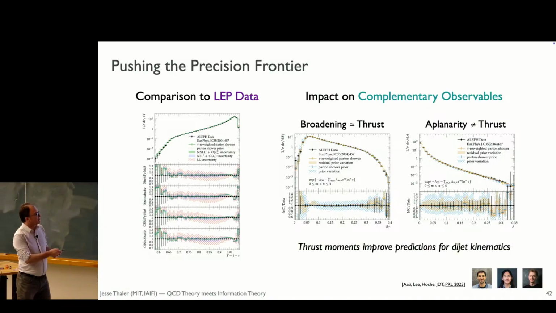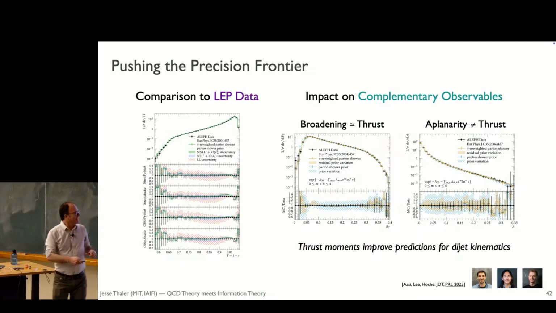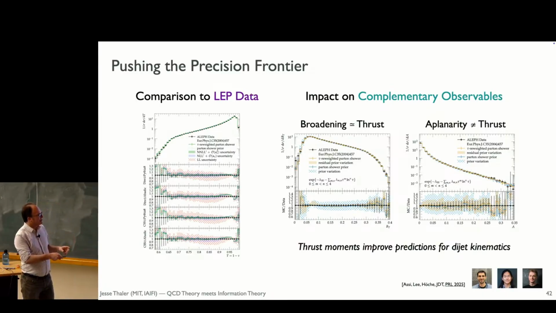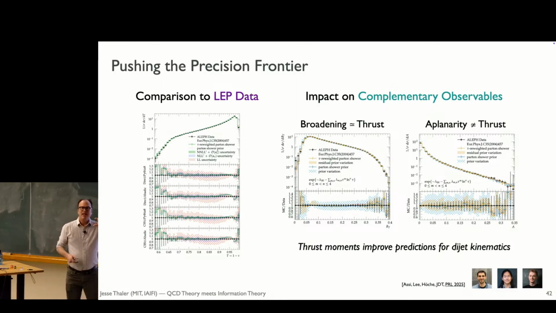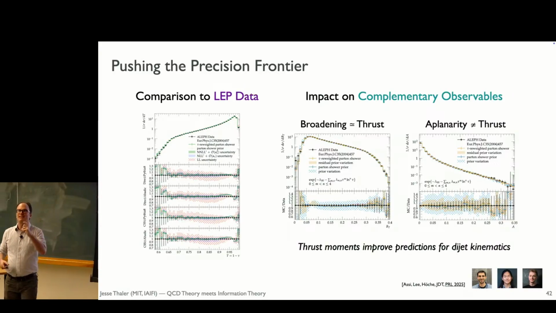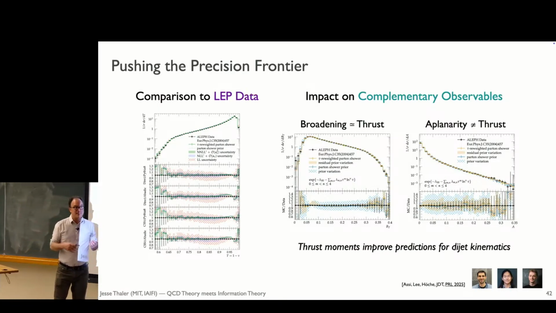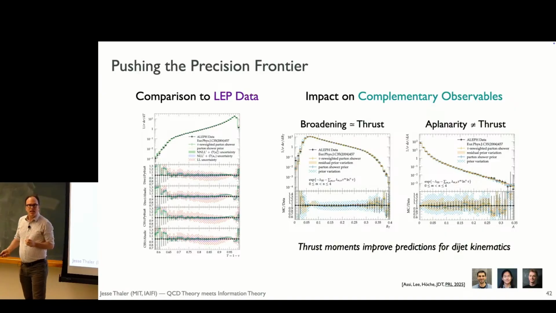But then there's another observable, aplanarity, which is very different from thrust. And satisfyingly, adding these moment constraints actually does not give you the giant shrinkage of the error bars. The error bars shrink a little bit. But that's a good sign because you haven't actually done a physics calculation that's sensitive to that region of phase space. And so the uncertainties should stay large. And so this is an example of the way that we might imagine this being used in practice.